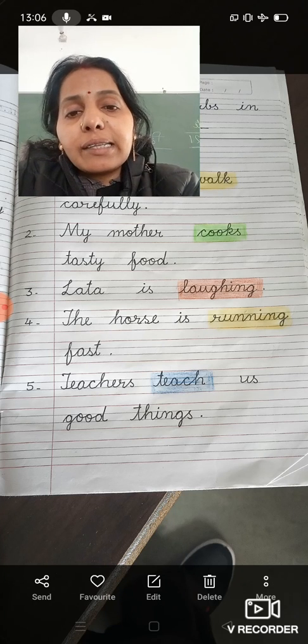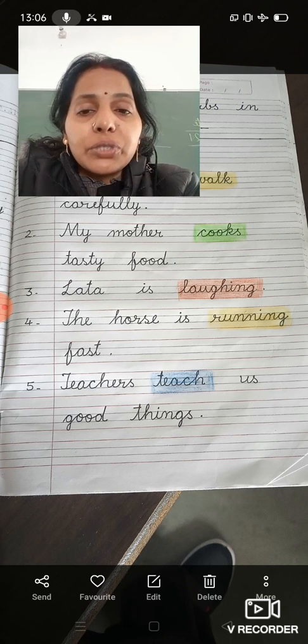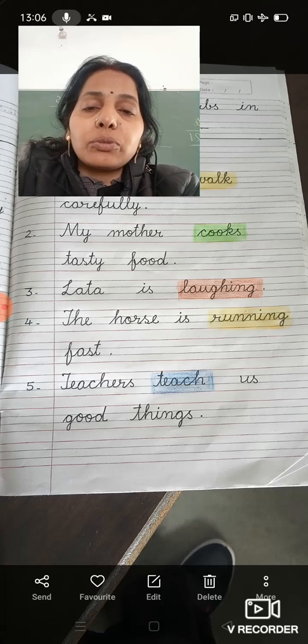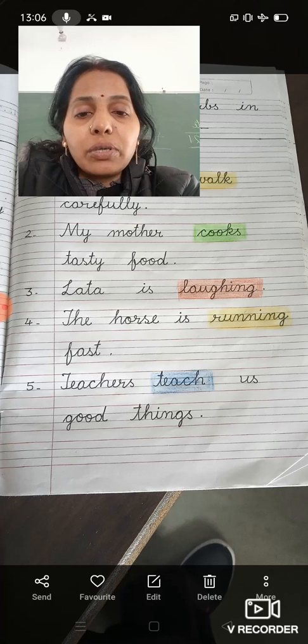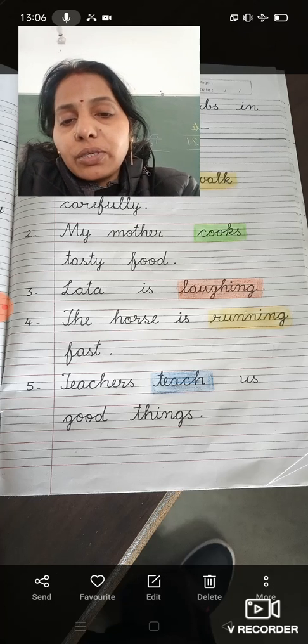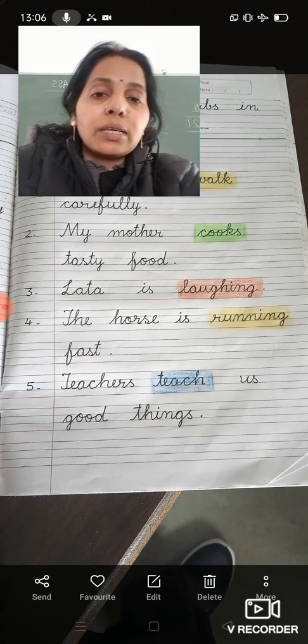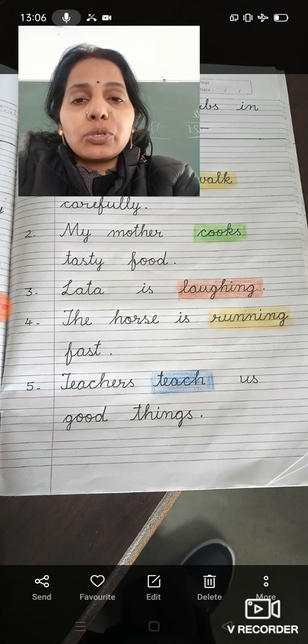Third one, Lata is laughing. What is Lata doing, what is the action? She is laughing. So laughing is the verb here. The horse is running fast. Running is the verb here. Last sentence, teacher teach us good things. So here, teach. So children, I think you have understood both the book and copy work of lesson 9 in English grammar.